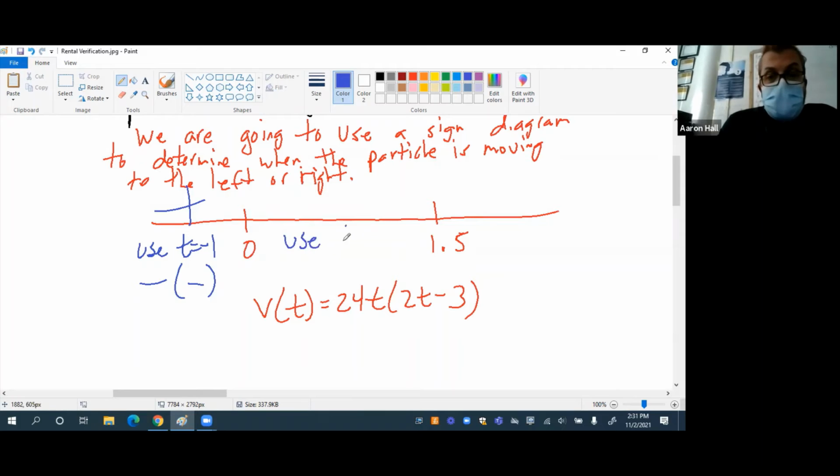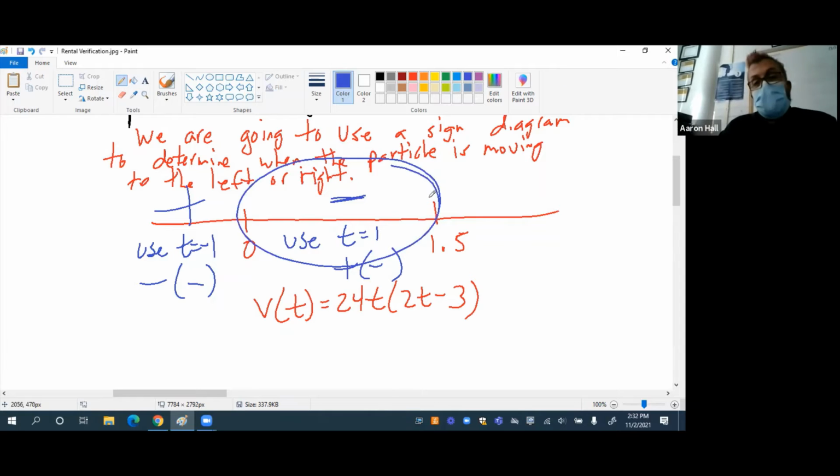Yeah, let's use t equals 1. If I plug t equals 1 in here, all I care about is the sign. Do I get a positive or negative value? If I plug 1 here, that's going to be positive. And if I plug in 1 here, it's going to be negative. And a positive times a negative? What does that say about the particle between these two intervals, or between 0 and 1.5? It's going to be what?